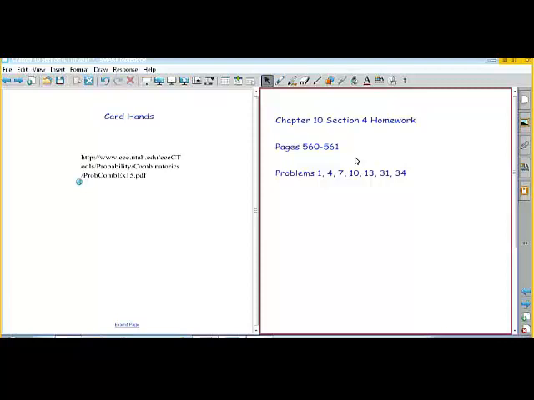Yes? Is that the same one that's on the Excel spreadsheet? Yeah, should be. If it's different, whatever's on the spreadsheet, whichever one you do is fine. So they're basically the same.